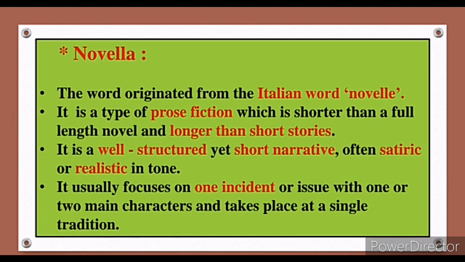Third point, it usually focuses on one incident. Again, I am focusing, you can see it is written in red to make you understand more. It has one story only.